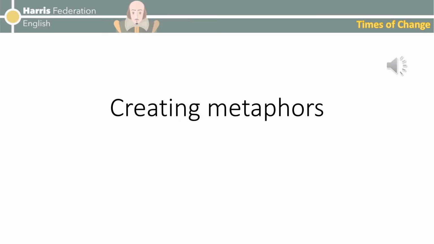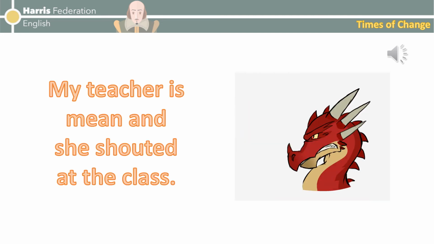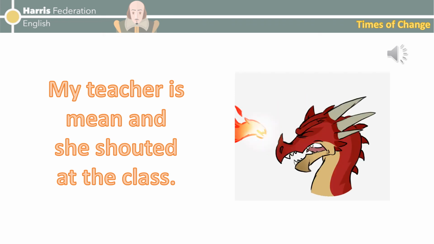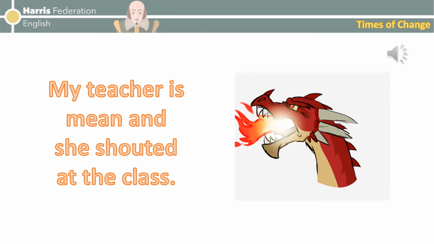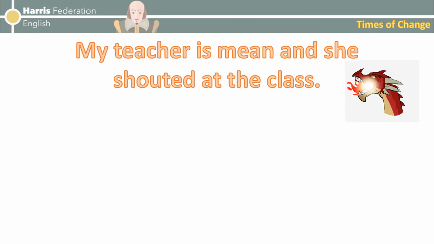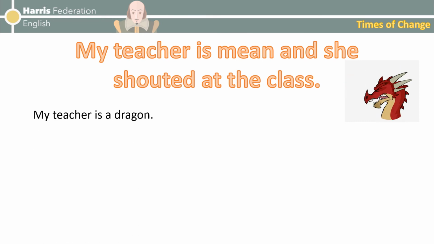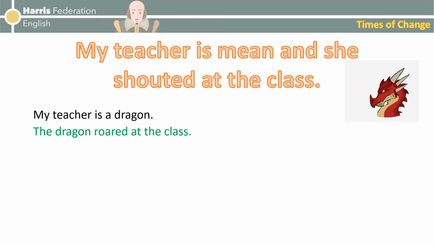Now it's your turn to create some metaphors of your own. If you wanted to talk about your teacher who is mean and she shouted at the class, what animal might you compare her to? A dragon, perhaps. So you have this metaphor of your teacher being a dragon, okay? The most simple sentence, my teacher is a dragon. But if you want to extend this and improve it, what might you say? You might say the dragon roared at the class, getting this idea of a dragon roaring.